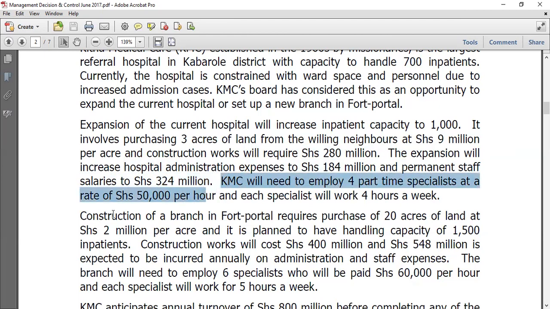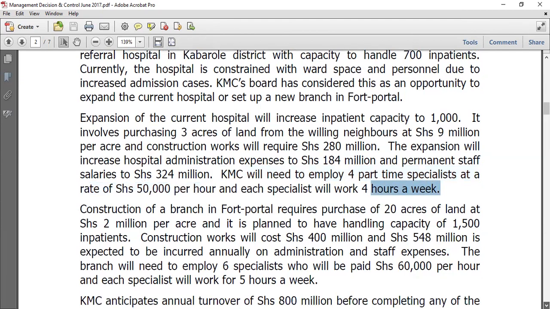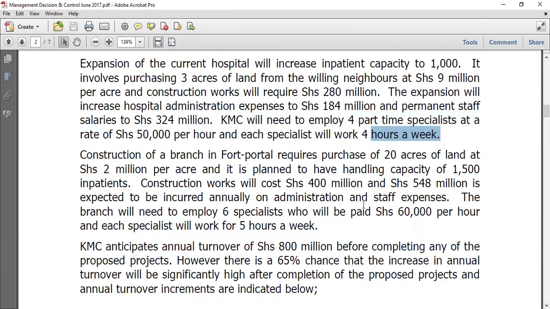4 times, because they have told us that 4 part-time specialists at the rate of this. So 4 times 50, times, they're telling us that they are going to work 4 hours, times 52 weeks. Remember, the year has 52 weeks. So if we are looking at an annual period, we'll also be looking at that. This is a week, okay? And those similar expenses are also here, okay?